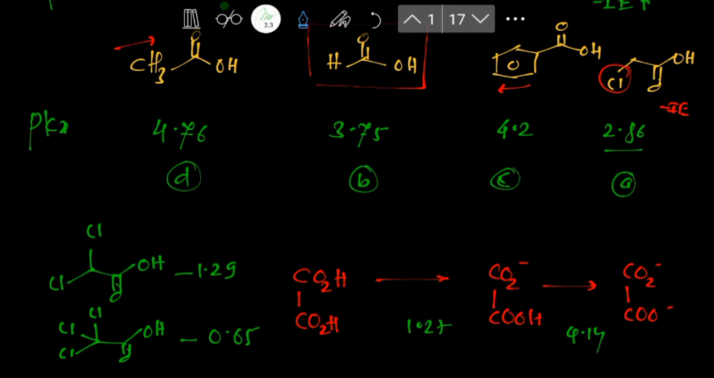So here the minus I effect increases. Here are 2 chlorines and these are 3 chlorines. That's why the acidic strength increases. So for 1 chlorine it is 2.86, for 2 chlorines it is 1.29, and for 3 chlorines it is 0.65. So the pKa value decreases and the acidic strength increases. The very simple reason is that after the donation of the proton, the carboxylate ion is stabilized because the negative charge is delocalized on the electronegative groups or electron withdrawing groups. That's why it is a more acidic one.